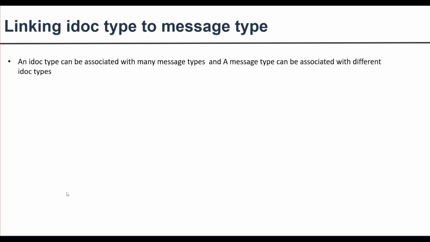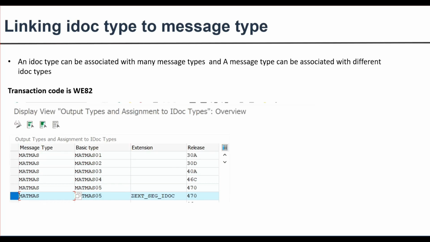Now linking the IDoc type to the message type. For the message, which IDoc type is linked? An IDoc type can be associated with many message types, and a message type can be associated with different IDoc types. If you want to link the message type to the IDoc type, we can use the transaction code WE82. Once you run WE82, you can see this message type, MATMAS, which is material master related. This material master has a basic type, that is the IDoc type, MATMAS05. And this is the release. You can choose the release version here.